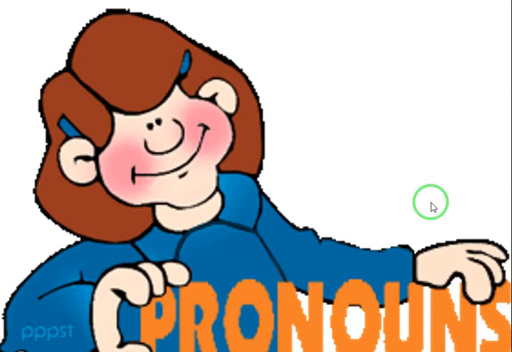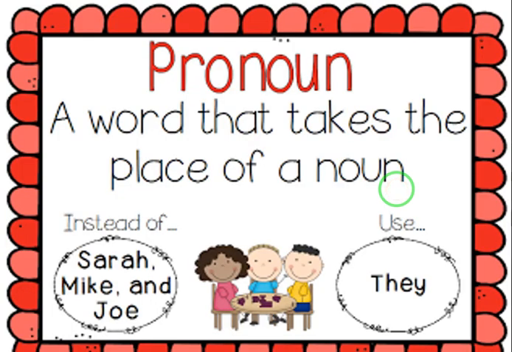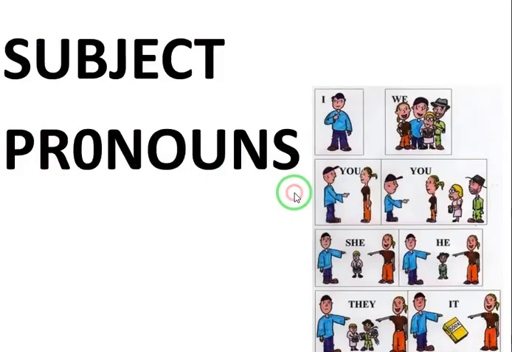Our grammar lesson today is about pronouns and their antecedents. Before we start explaining pronouns and antecedents, let's recall what pronouns are and the types of pronouns that we already have. First of all, a word that takes the place of a noun is a pronoun. Instead of saying Sarah, Mike, and Joe, I have to say they.